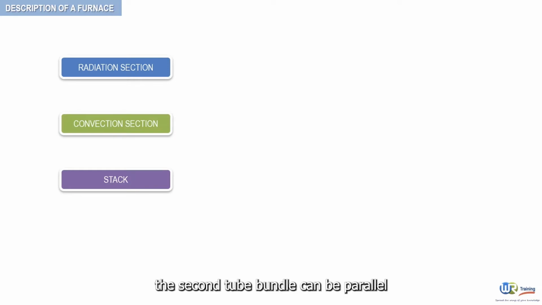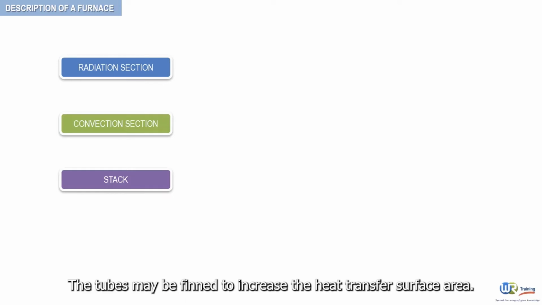The second tube bundle can be parallel or perpendicular to the first one. The tubes may be finned to increase the heat transfer surface area. The flue gases are usually the fluid with the greater thermal resistance.